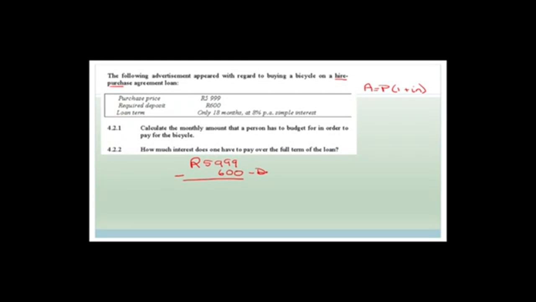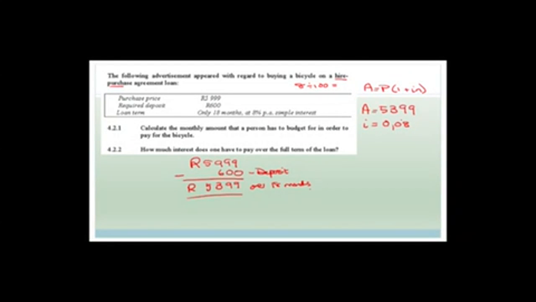Do you agree the first thing that we have to do is subtract the 600 rand, because that is coming off the original purchase price. So we've got 5,999 and we have to subtract 600 rand because that's our deposit. We've already paid that. Right, so we'll have 5,399 rand that we're going to be paying off over 18 months.